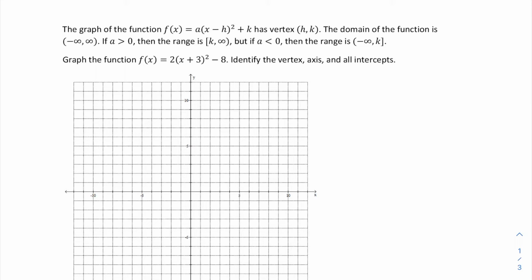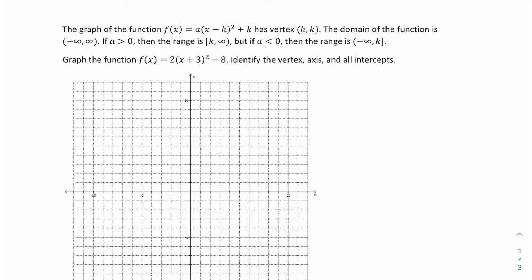So now we'll start graphing quadratic functions. The graph of the quadratic function f of x equals a times x minus h squared plus k has vertex (h, k). The domain of the function is negative infinity to infinity, all real numbers.